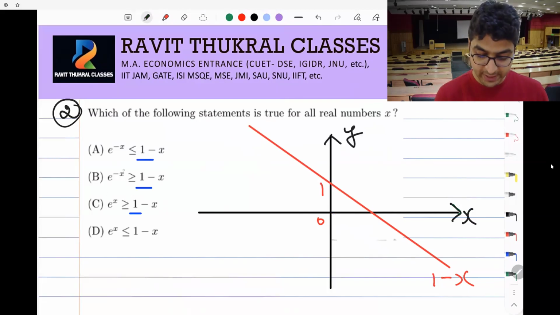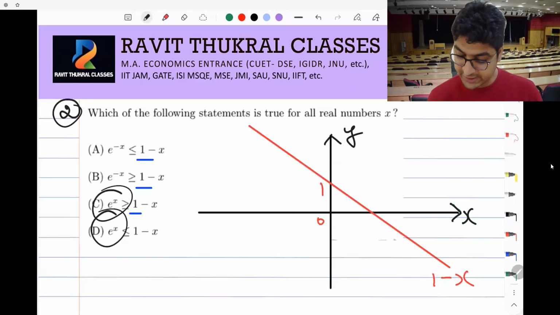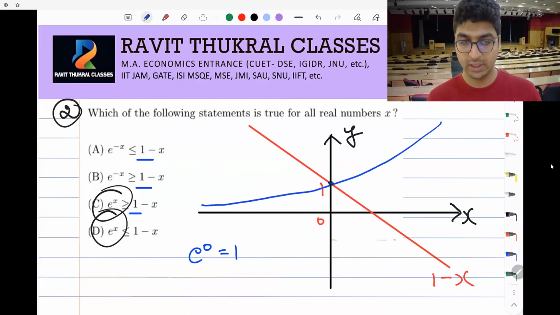Then what about e to the power x? So let's check that. e to the power 0 is 1, so it will pass through this point only. So it will look like this. Okay, this is how e to the power x looks like.